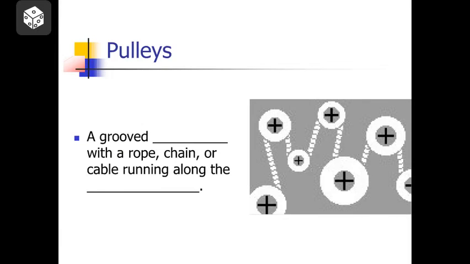Second type of simple machine is called a pulley. A pulley is a grooved wheel with a rope or chain and a cable that runs along the wheels or the paths. And you can see the example of a different pulley system here. So basically these pulleys would be spinning, and this rope or chain would be pulling through this pulley system. The more pulleys you add into a system, the easier it is for work to be done, basically.